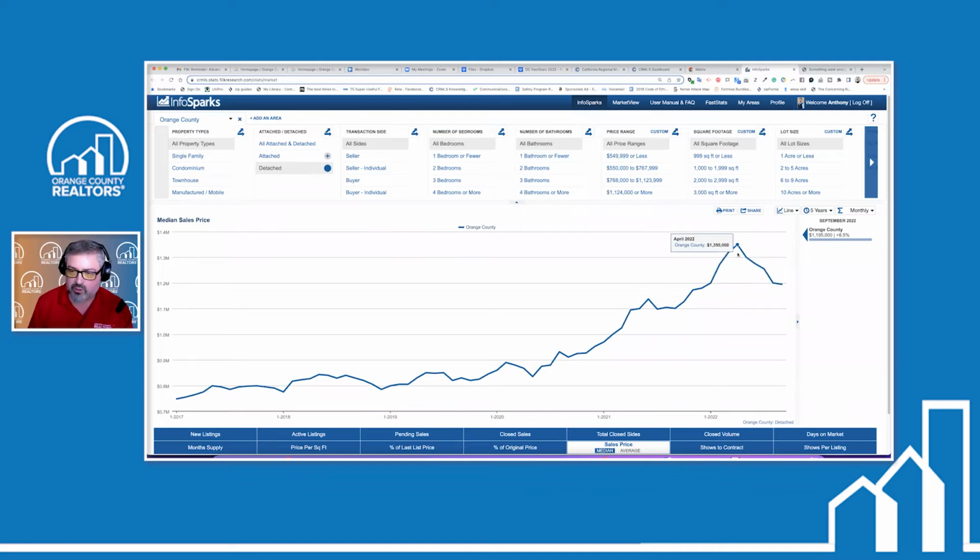But if we scroll through this line and go all the way back to September of 2021, we get to see that the median sales price in 2021 for detached properties in all of Orange County was 1.1 million, up 8% or 8.5%. If we had a client that bought, say, back in 2017 in September, they probably bought their home for around $797,000, give or take their area. So our clients buying in Orange County were paying about $797,000 for the median sales price.